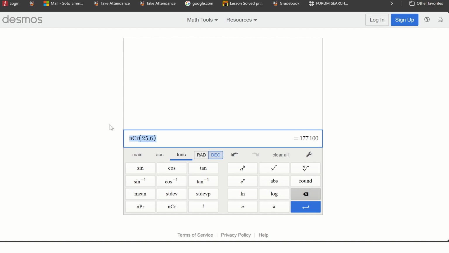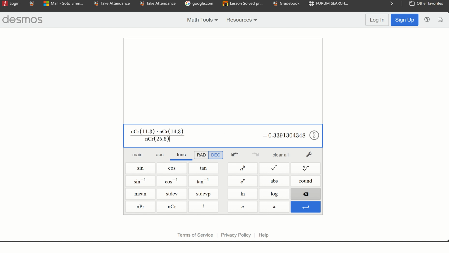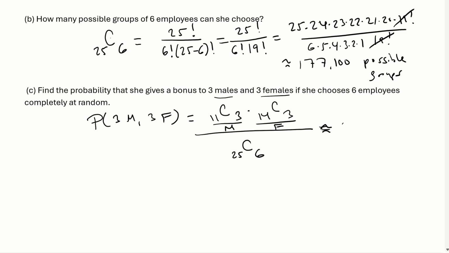Okay, all right, so let's go ahead and do the calculation. So we got to do a fraction. We're going to do nCr. We got 11 choose 3 for the males times 14 choose 3 for the females divided by 25 choose 6 for the total. So we get 0.339 for the probability. All right, so we get 0.339 chance for her to give the bonus to 3 males and 3 females.